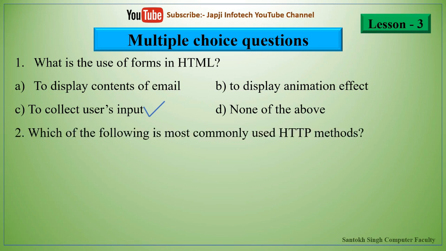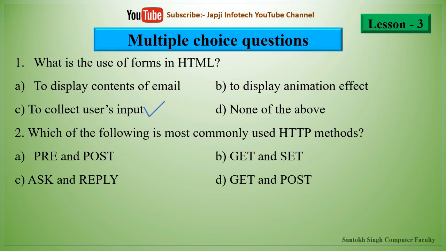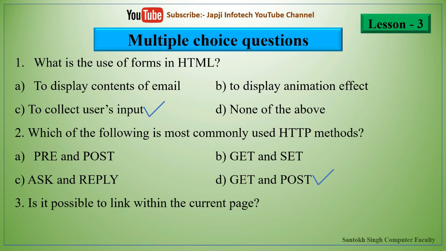Second one is, which of the following is most commonly used HTTP method? And the options are pre and post, get and set, ask and reply, and get and post. So the right answer is get and post. Third one is, is it possible to link within the current page? So the options are yes, no, only in frame, or none. So the right answer is yes, it is possible to link within the current page.